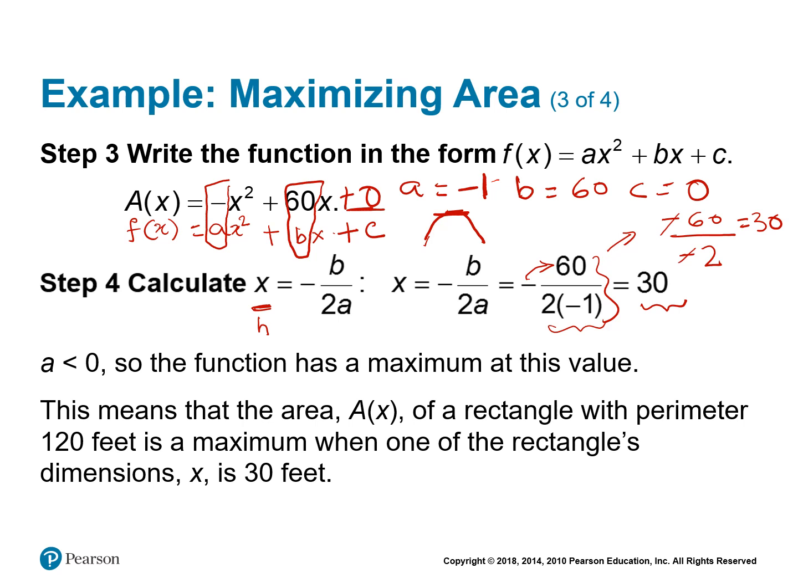All right, now it says here a is less than 0, so the function has a maximum at this value, at x equals 30. That's the location. This means that the area A of x of a rectangle with perimeter 120 feet is a maximum when one of the rectangle's dimensions x is 30 feet. Right?